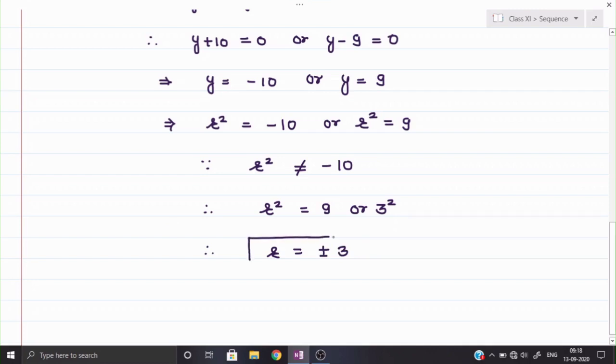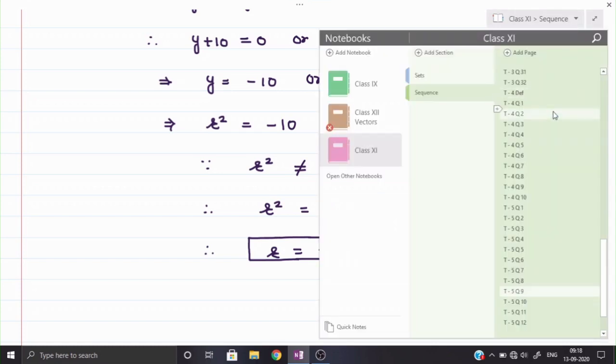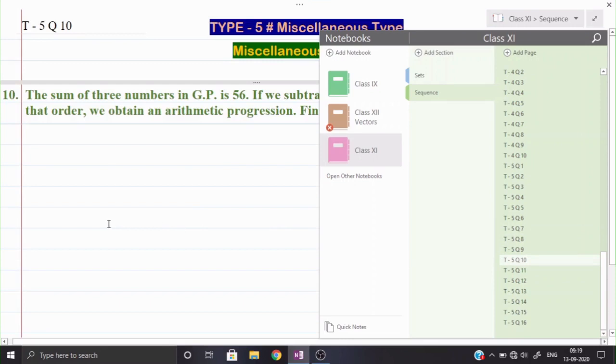You can always make a box around the answer, or write the answer as a concluding statement if it is asked in the form of a statement. Okay, so this completes question number 9. We shall go a little quickly today because a lot of questions are given and we have to complete these as early as possible. Okay, so question number 10, you see now.